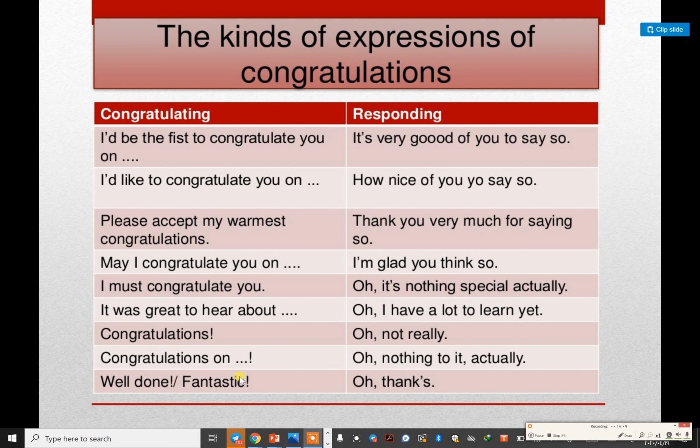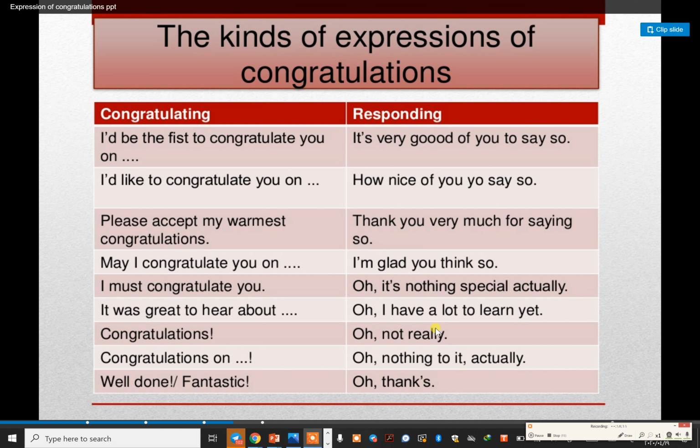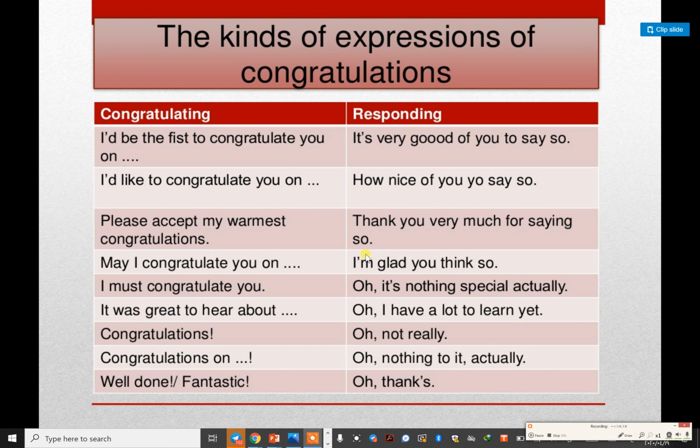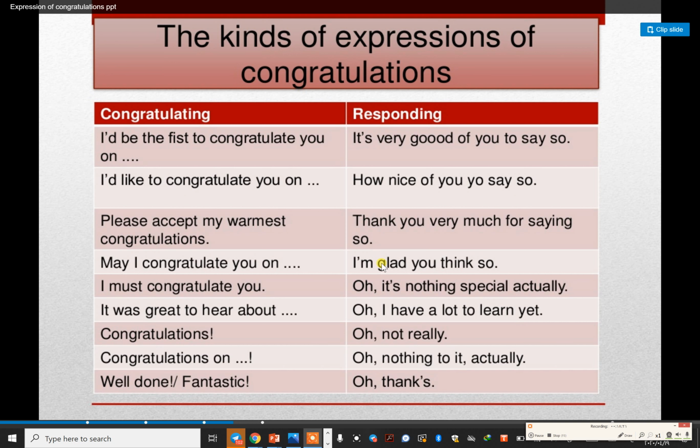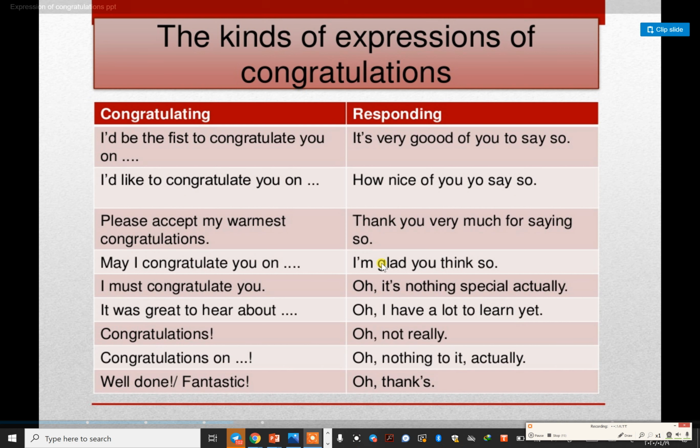So all these show congratulations phrases. For responding, for example, it's very good of you to say so, how nice of you to say so, thank you very much for saying so, I'm glad that you think so. So all these phrases, or nothing special actually, or not really, nothing, thanks. This is the typical question. Yeah, so this is a kind of expression for congratulation. Thank you.